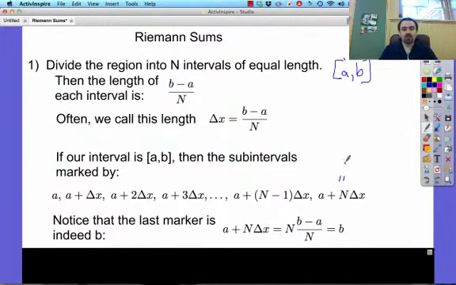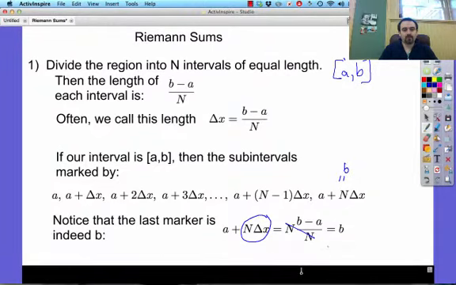This number here is b, so we go from a to b because this here is n times (b minus a) over n. Those cancel. We have a plus b minus a, which is b.